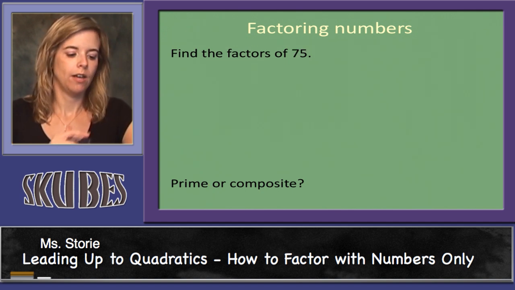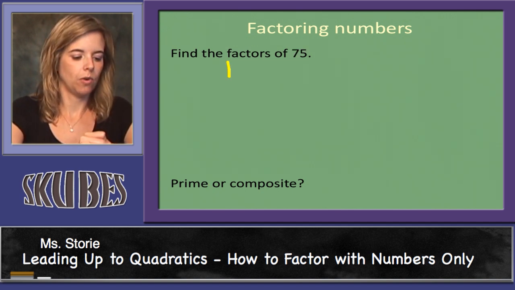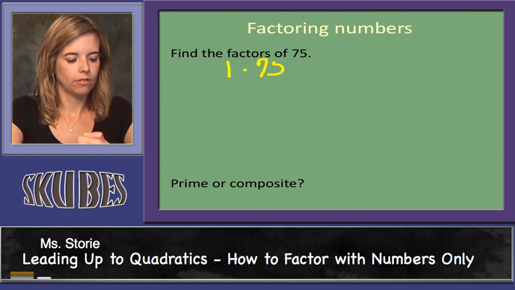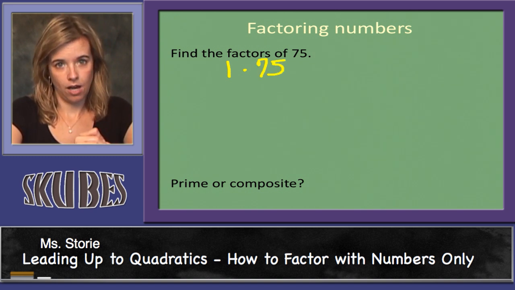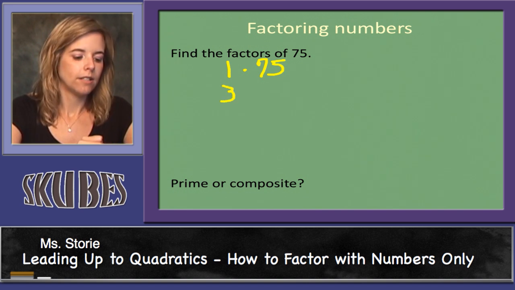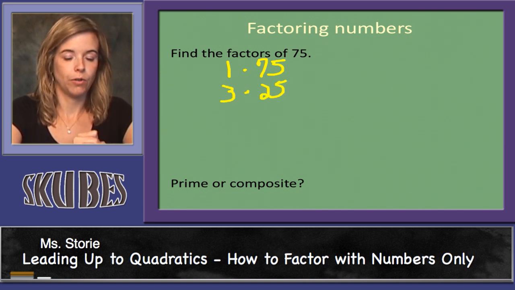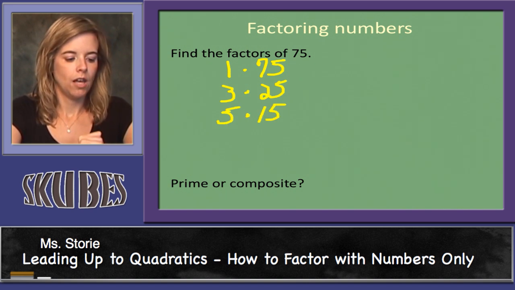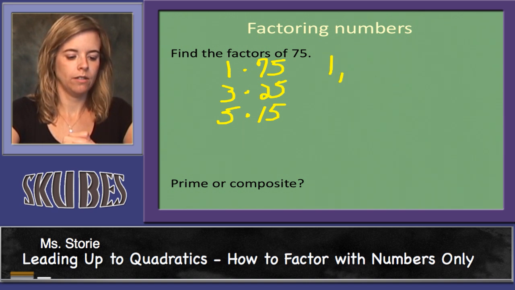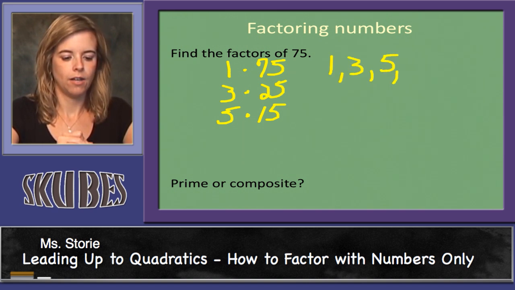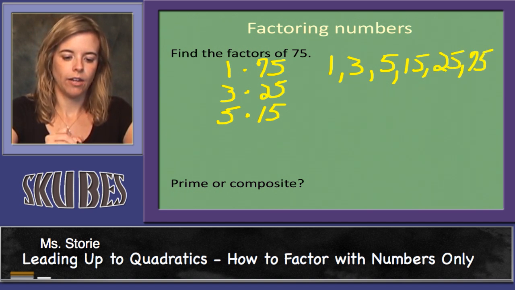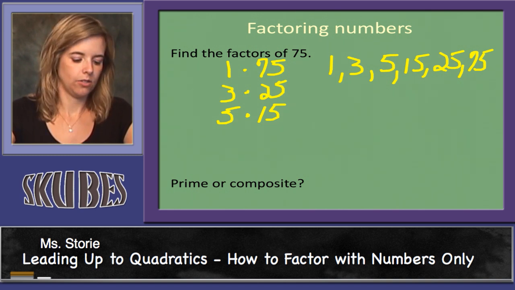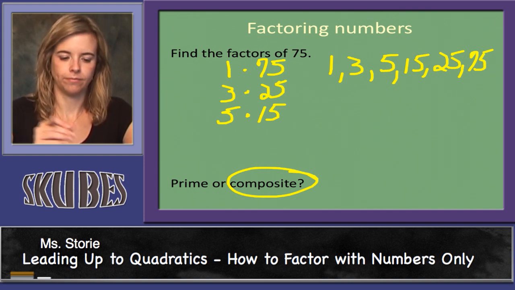Let's take a look at another one. Find the factors of 75. Okay, start with 1. 1 times 75. 2 can't go in because this is an odd number. How about 3? 3 times 25. You have 3/4, you have 75 cents. And then 5 times 15. So then we need to list them. Turns out we have 1, 3, 5, 15, 25, and 75. And all of those are factors of the number 75. Are there more than two factors? Yes. So that means we have a composite number.